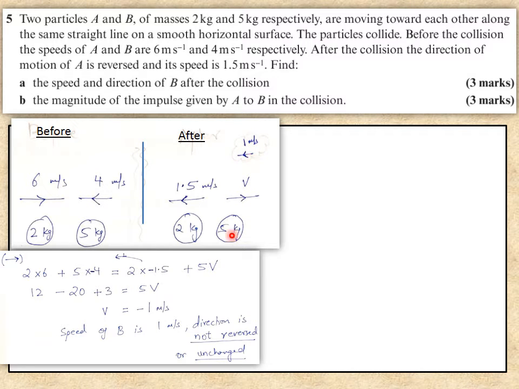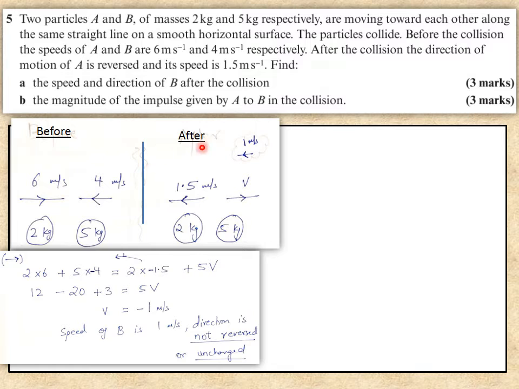So how will you answer? You can say the speed of B is 1 meter per second. Direction is reversed or unchanged? See, initially this particle was moving left, and we know that afterwards also it is moving left, so we can say direction is not reversed, or it is unchanged.